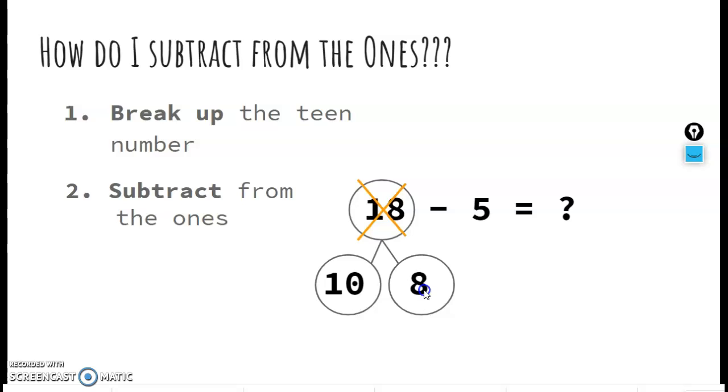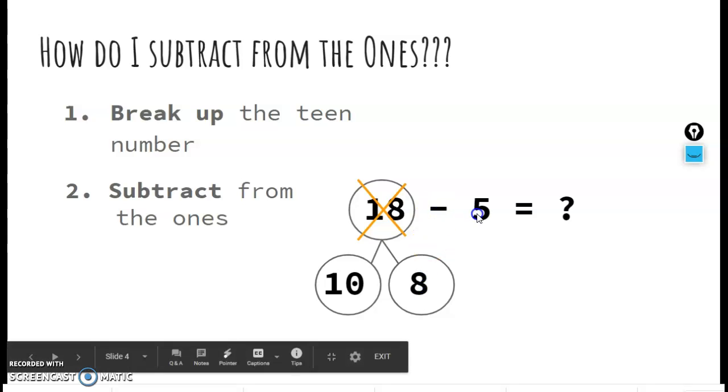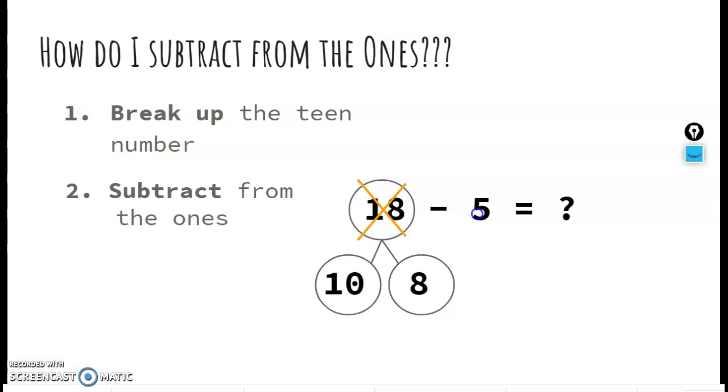So let's try this. Can we do 8 minus 5? Put up 8 fingers and tell me, can you take away 5 of them? Try it right now.